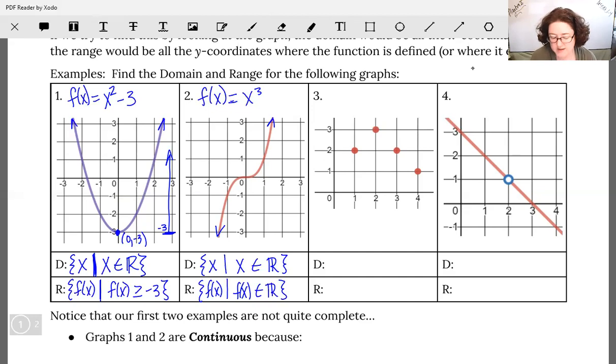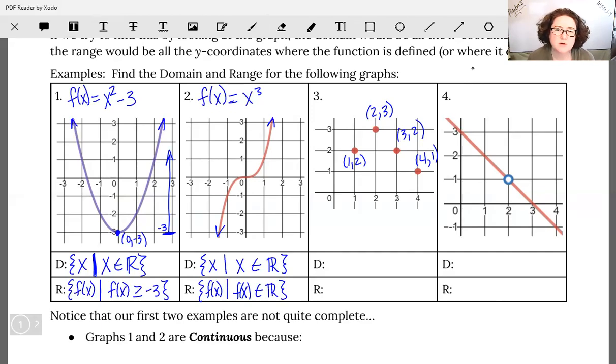So our first point, again, I always want to think left to right, small to big. Our first point is at (1, 2). Our second point is at (2, 3). Our third point at (3, 2). And our fourth point at (4, 1). So we have very distinct values on this graph.